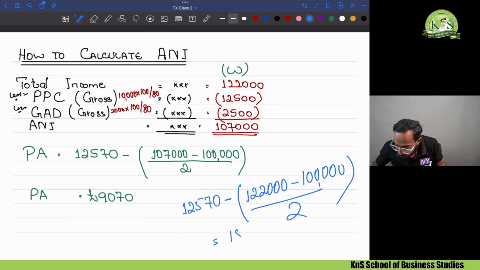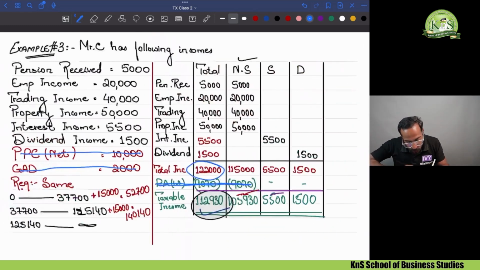Now your new PA is 1570. You need to write your new PA, then your total taxable income will automatically increase. Then you don't need to use the increased band because there is no such contribution. Then you need to calculate the total tax liability with the help of this PA.